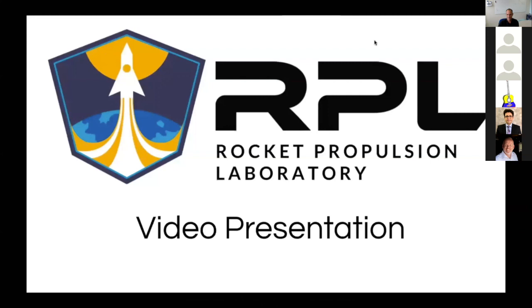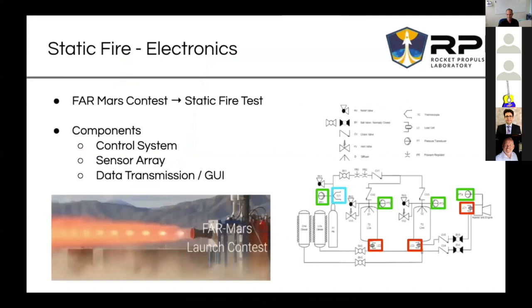Hello everyone, our team is part of the Rocket Propulsion Laboratory, a student-run aerospace club on campus, working to further innovation in rocketry for the next step in human space travel. We aim to take part in the Friends of Amateur Rocketry FAR Mars competition, which challenges students to design and build a rocket that reaches an apogee of 45,000 feet using liquid oxygen and liquid methane as its fuel.